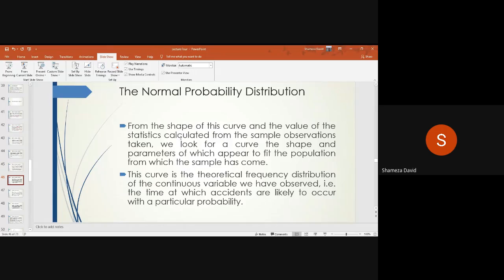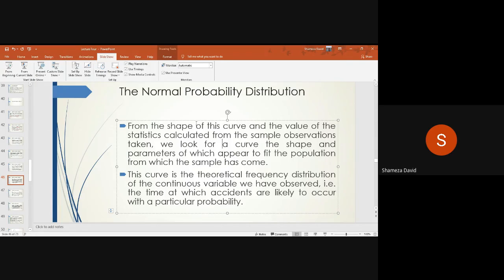And so from looking at the shape of this curve and the value of the statistics we calculate, this would include the mean. So you want to know where the center of the data is. You would also, for completeness, find the median and the mode, and then of course the standard deviation. In this normal distribution, the two parameters that are important are the mean and the standard deviation, as for most other data sets. But those are the two parameters that we would use to calculate our probability.